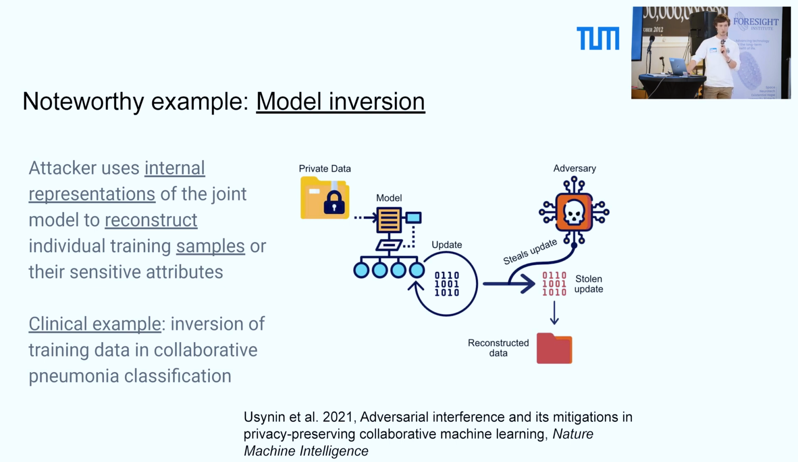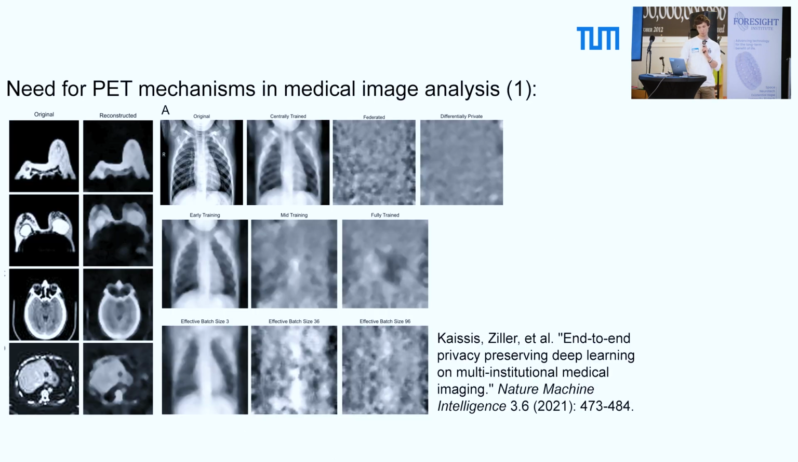There are really complicated ways of doing it, but the results that we can generate are pretty impressive when it comes to medical image analysis. So on the left side of the picture are the originals. On the right side of the picture are the reconstructions.